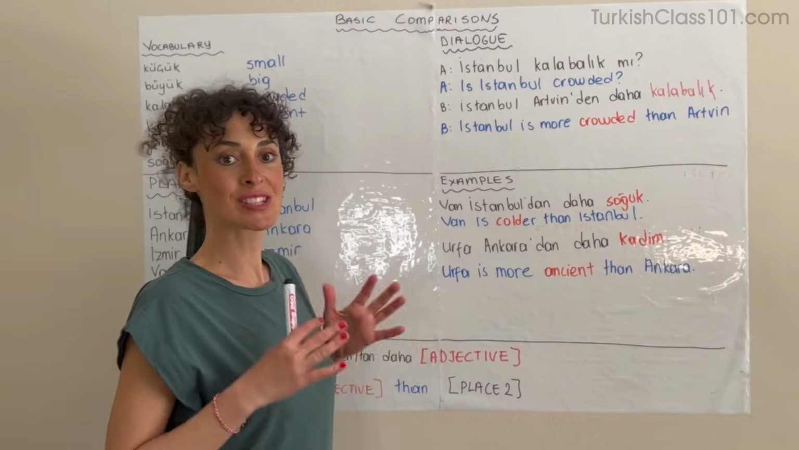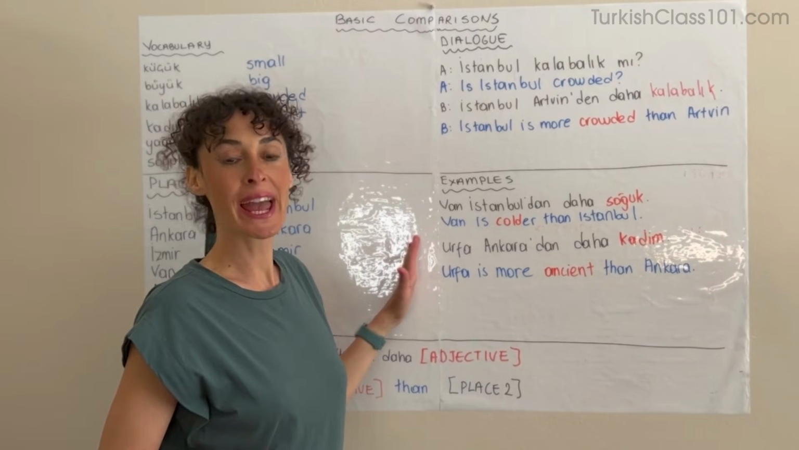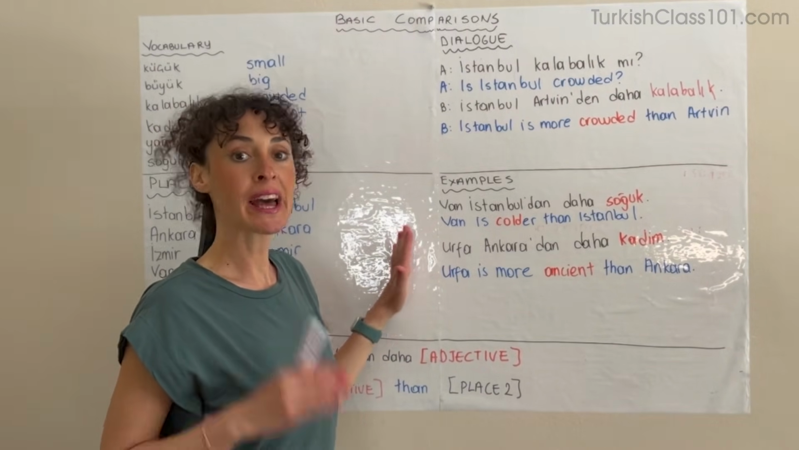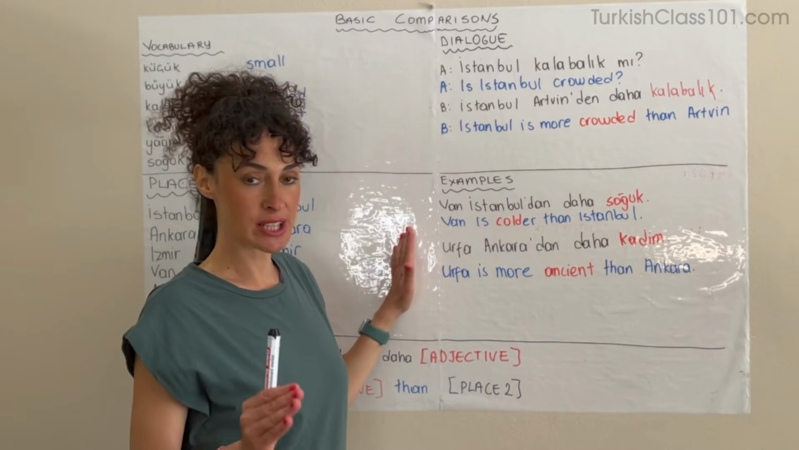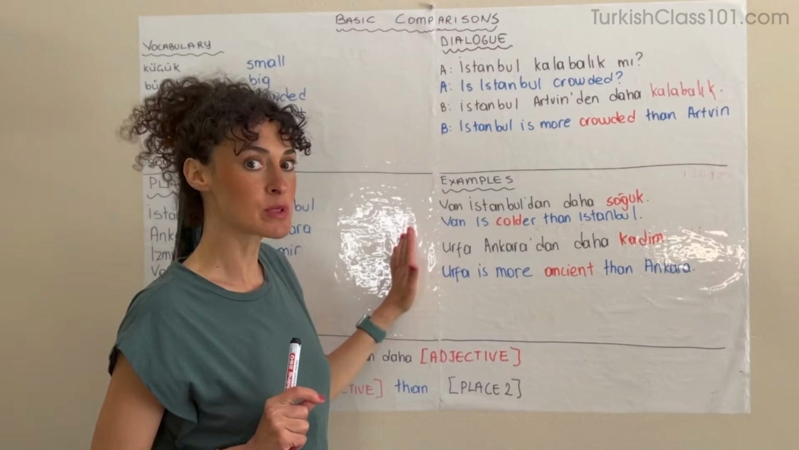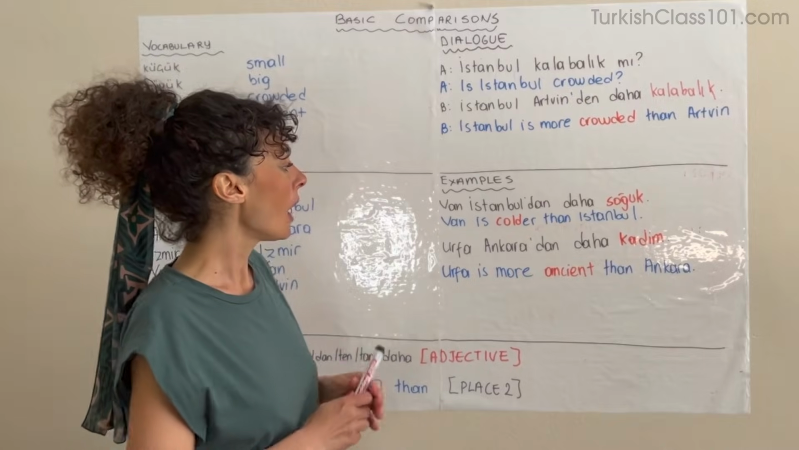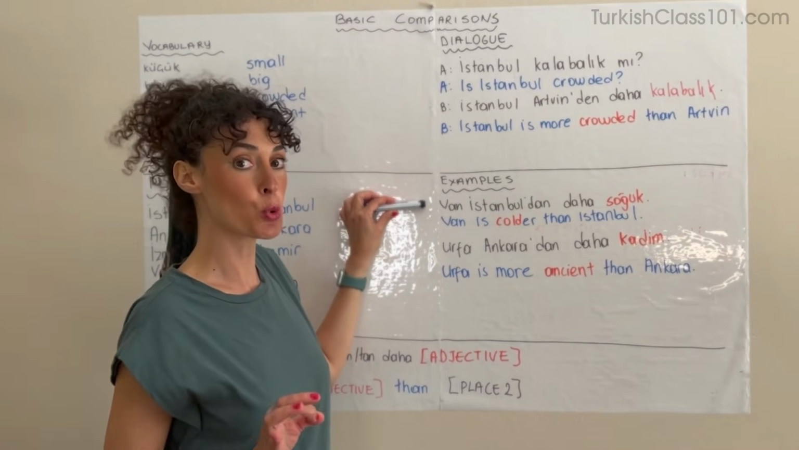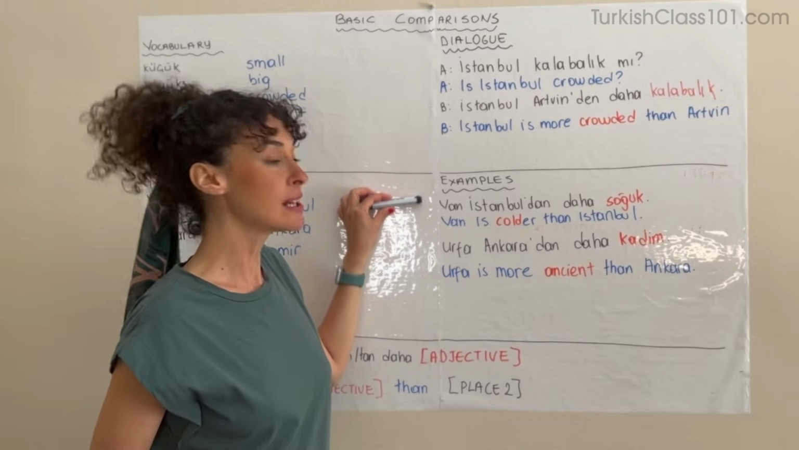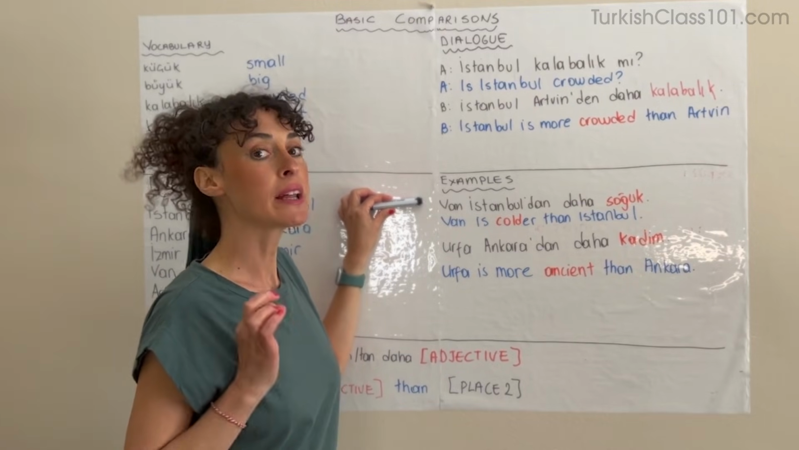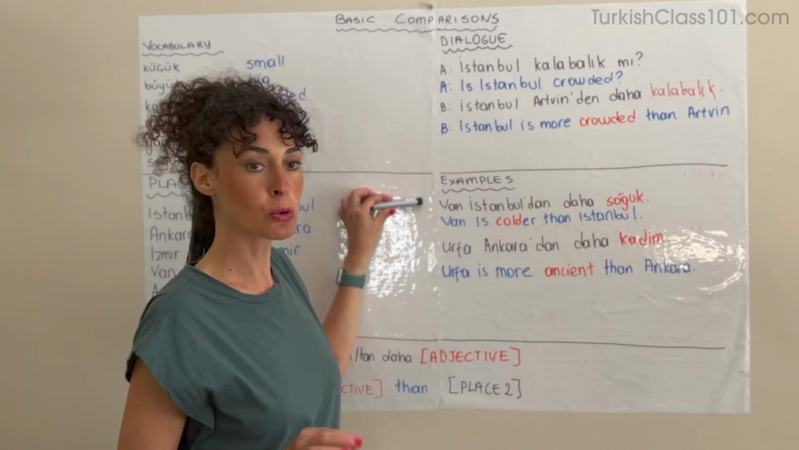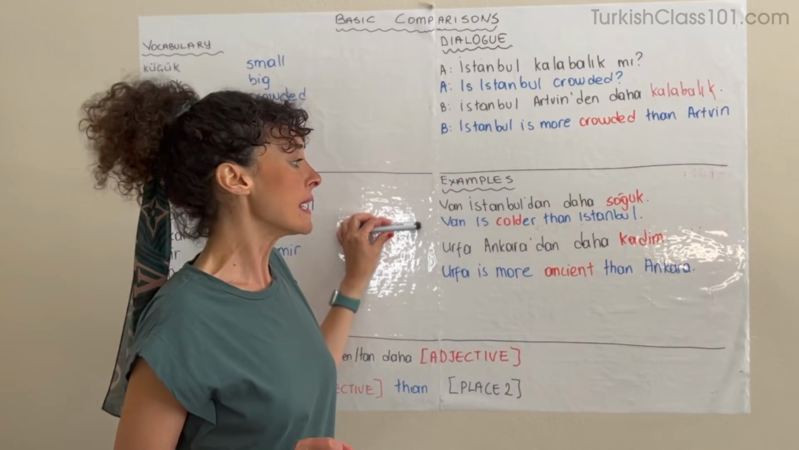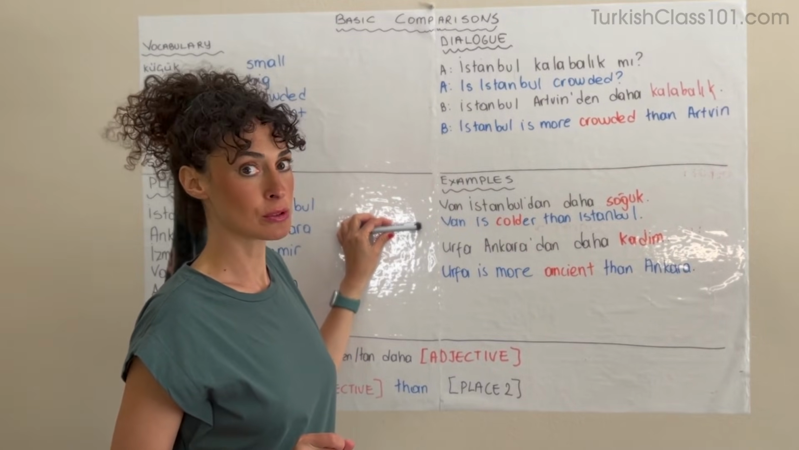Okay, now let's check our other two examples here. And again, I want you to find the adjectives and notice what comes before them. Van, İstanbul'dan daha soğuk. Van is colder than Istanbul.